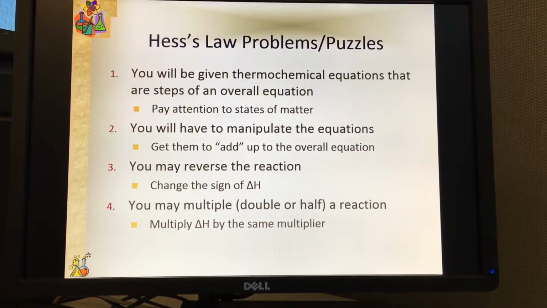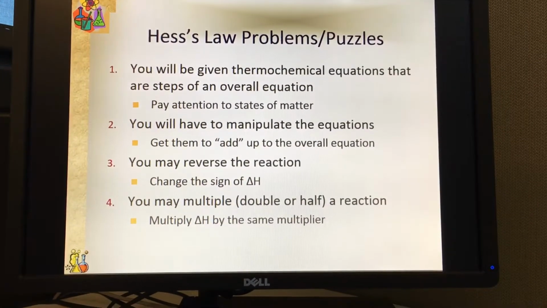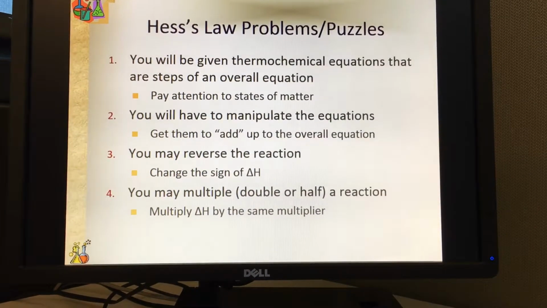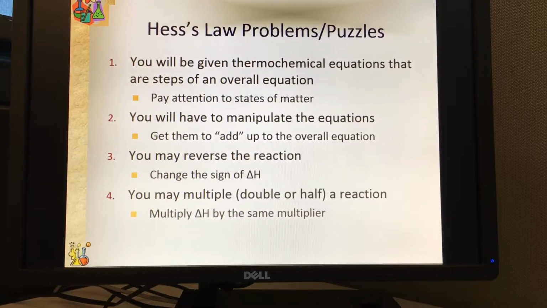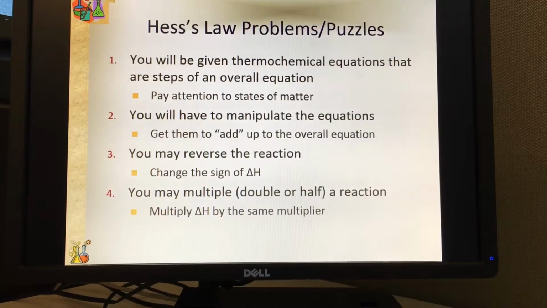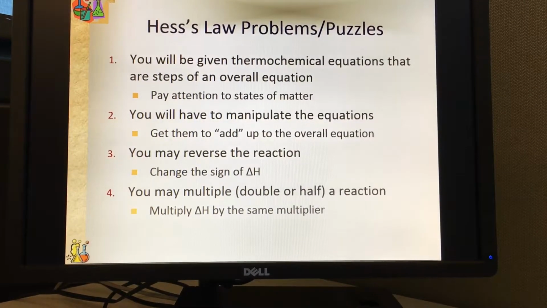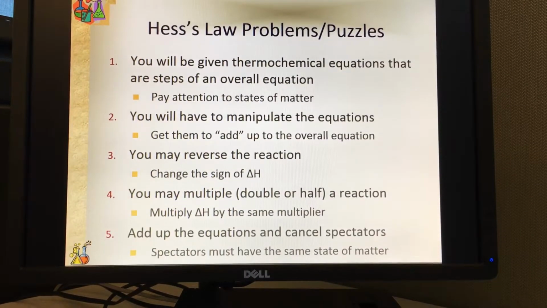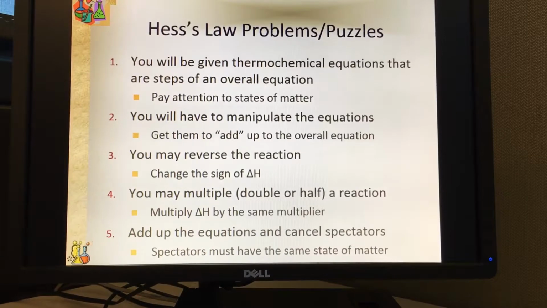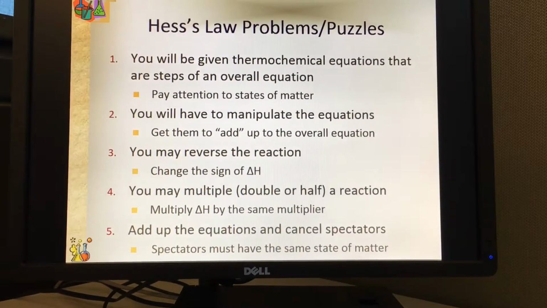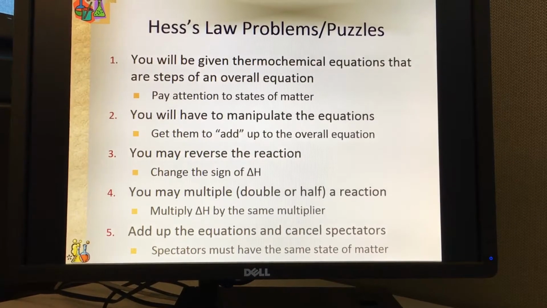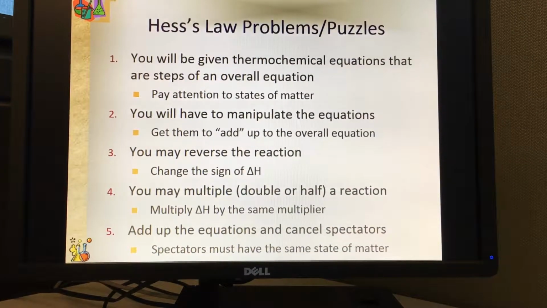We can also change the coefficients of our thermochemical equation. We can multiply by 2, by 3, or even cut them in half. Whatever we do to the coefficients, we also do to the enthalpy of that reaction. Once we've modified our chemical reactions by reversing or by multiplying, we'll then add up the individual steps, cancel out any spectators that have the same state of matter in reactants and products, and then add the enthalpies of our individual steps to find the overall enthalpy.